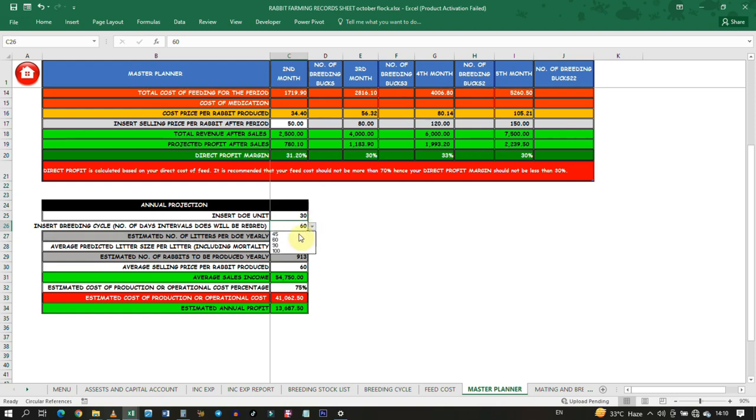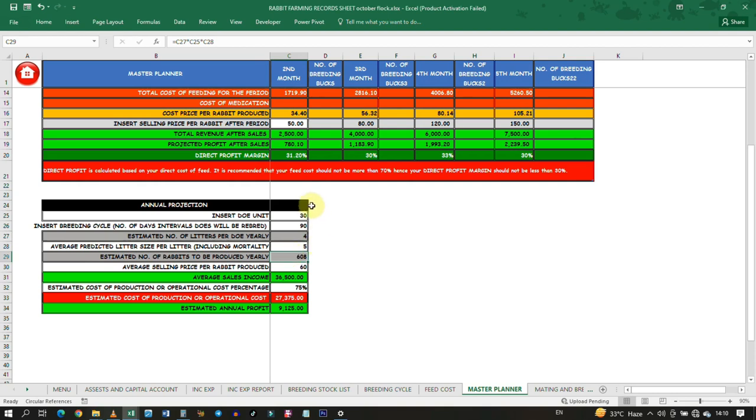Some even go for 45 days, which means the rabbit is supposed to give birth 8 times in a year. But frankly speaking, 90 days is okay, where the rabbit gives birth 4 times in a year. Then the average litter size, you insert your number, then the estimated number of rabbits to be produced yearly.